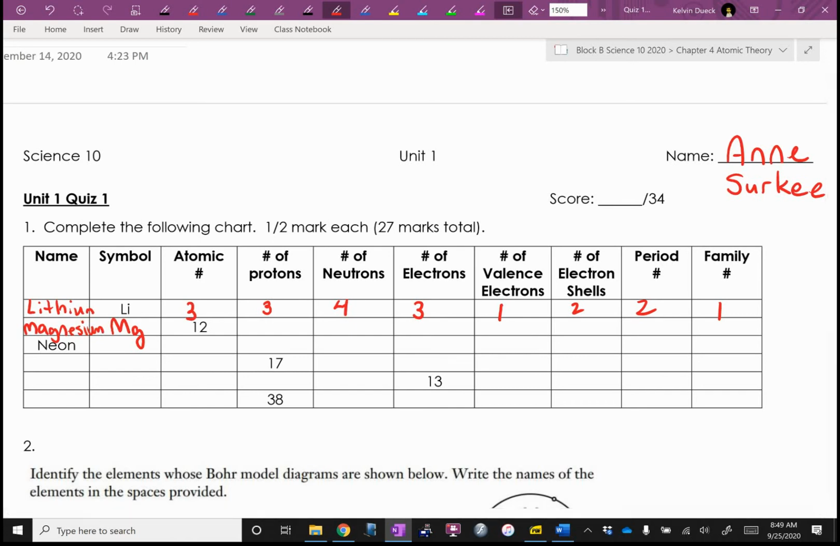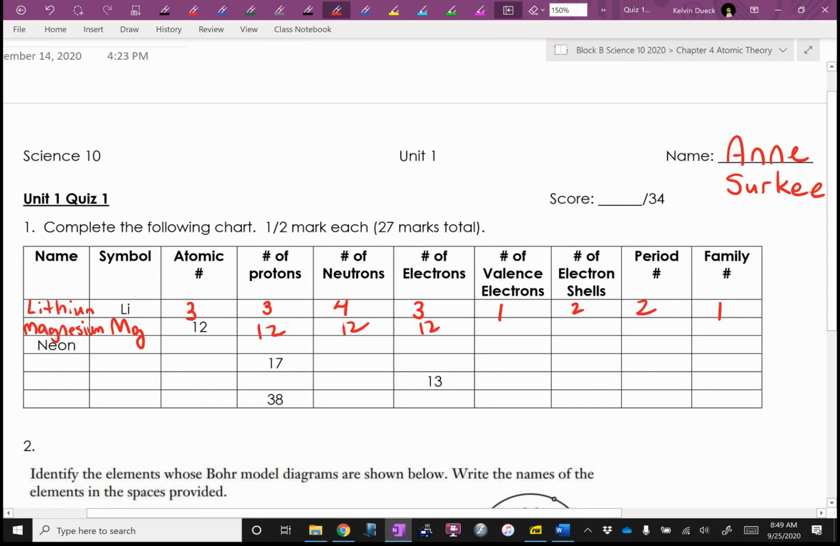What's the atomic number? 12. How many protons? 12. How many electrons? Also 12 if it's an atom. How many neutrons? What's its mass? The mass is 24. So 24, round out, minus 12. This one does have the same number of protons as neutrons.